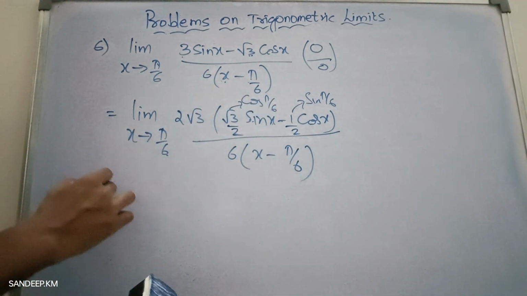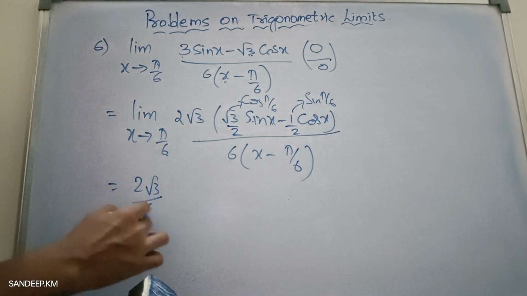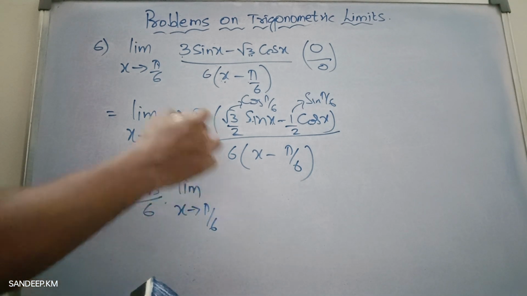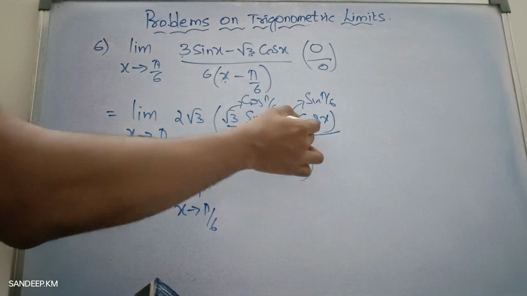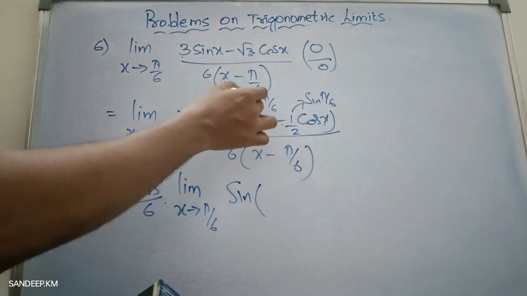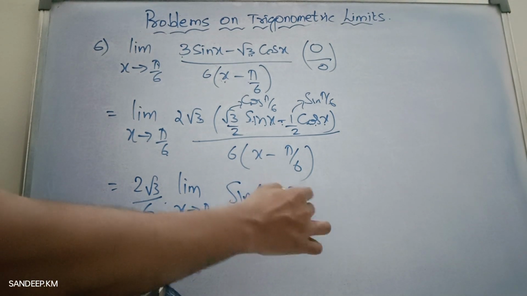So what is it, dear students? Take 2 root 3 by 6 outside, into limit x approaches pi by 6 of sin x cos pi by 6 minus cos x sin pi by 6. It is sin a cos b minus cos a sin b, which is sin of a minus b.